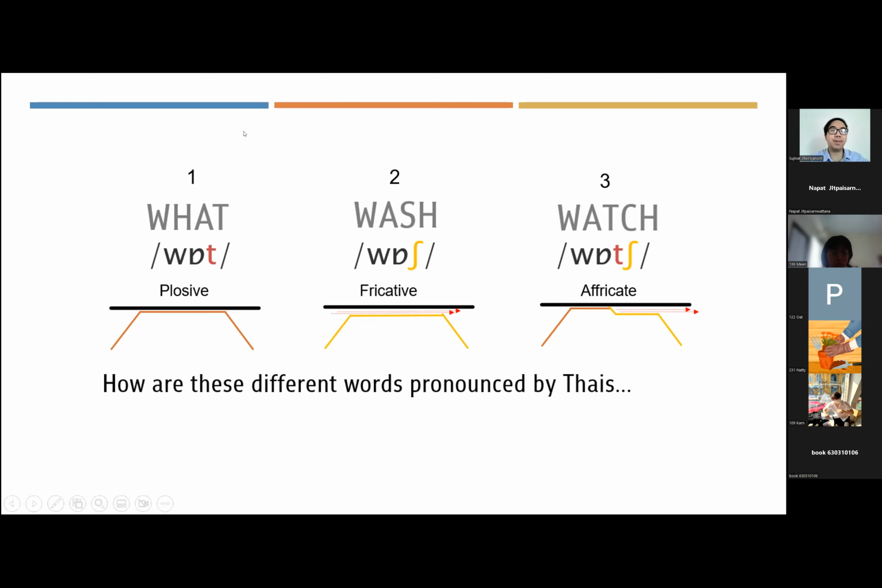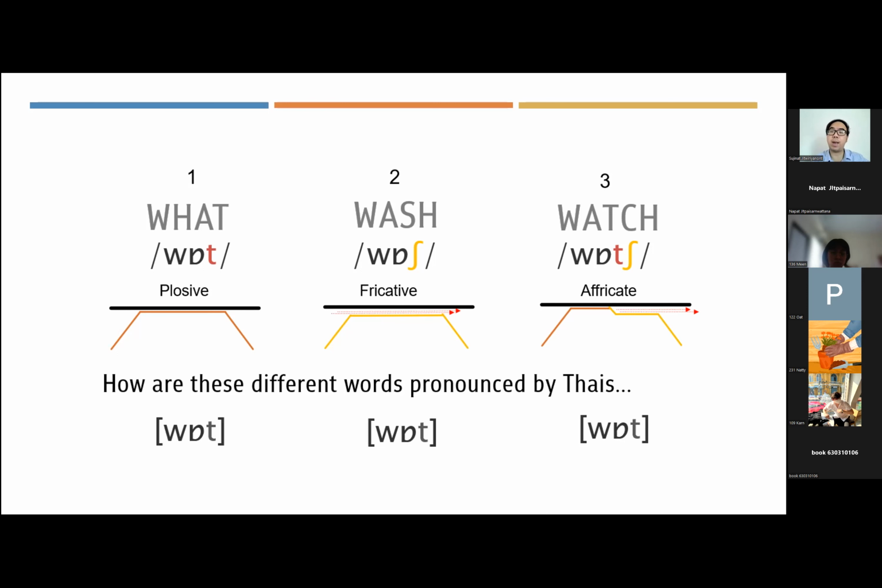This is because in the Thai sound system the final consonant cannot be a fricative sound like in number 2, and it cannot be an affricate sound like in number 3, so most Thai speakers tend to pronounce the 3 words the same: what. Right?